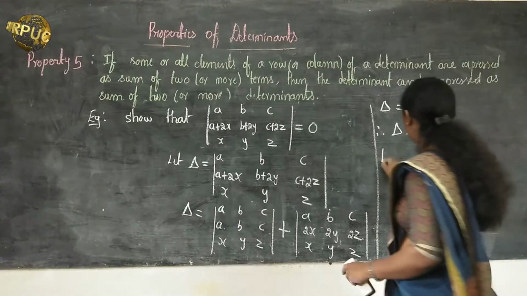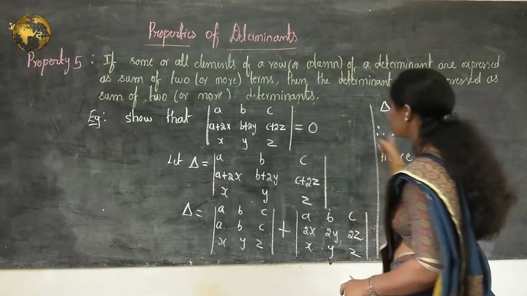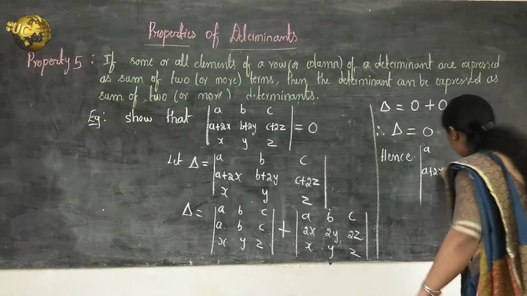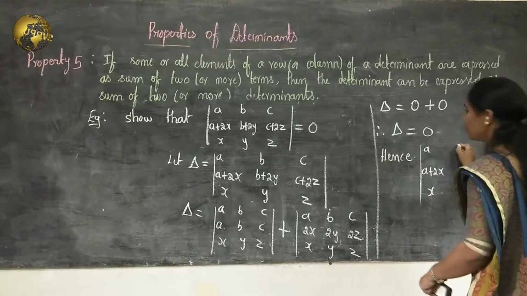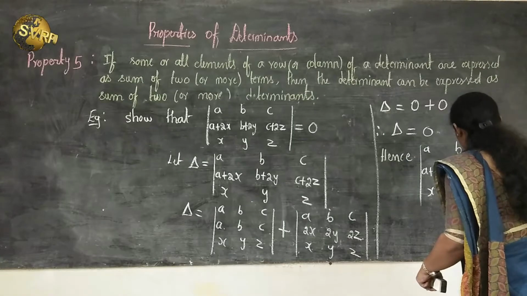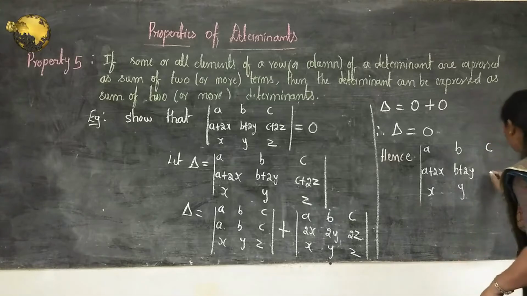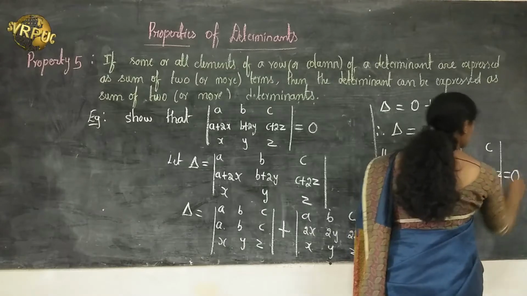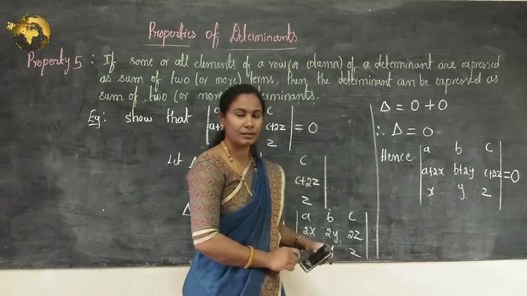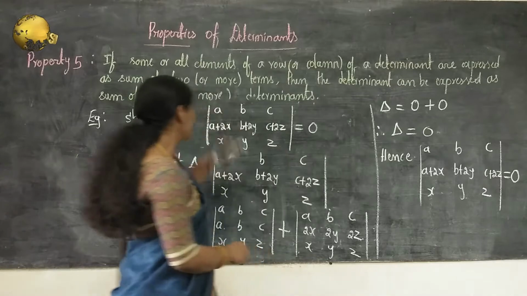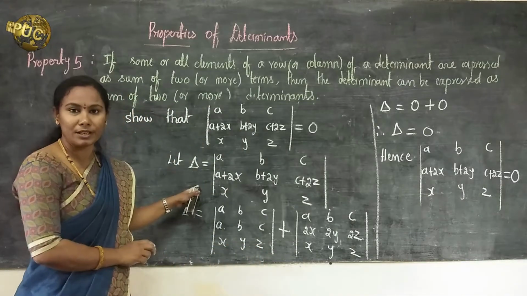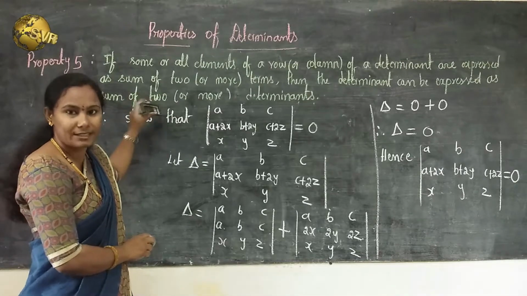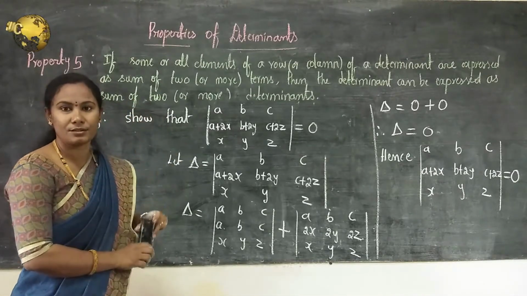Hence, the determinant A, A plus 2x, x, B, B plus 2y, y, C, C plus 2z, z is equal to 0. Okay. So we will use this property to solve the problems based on the exercise, that is, the next exercise.